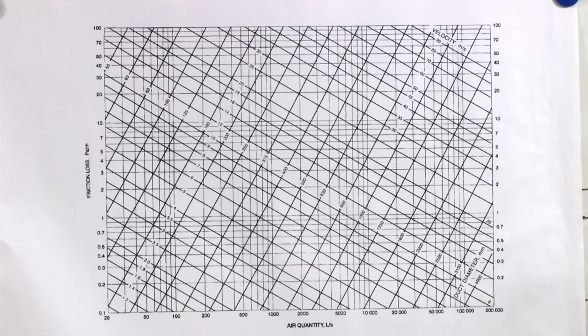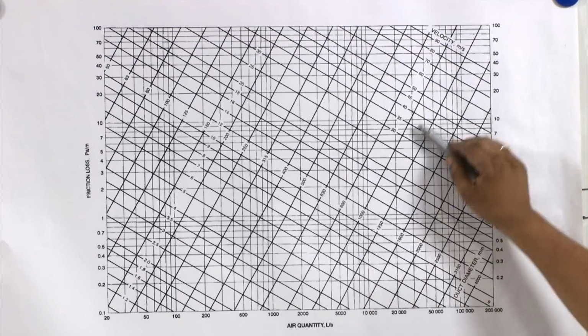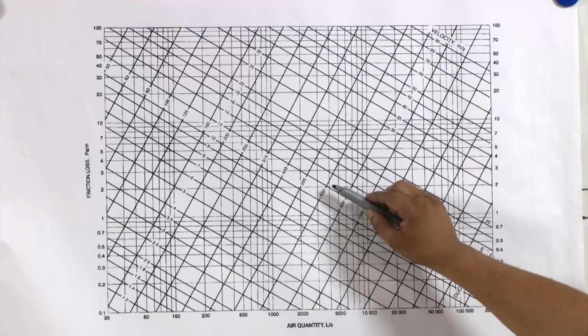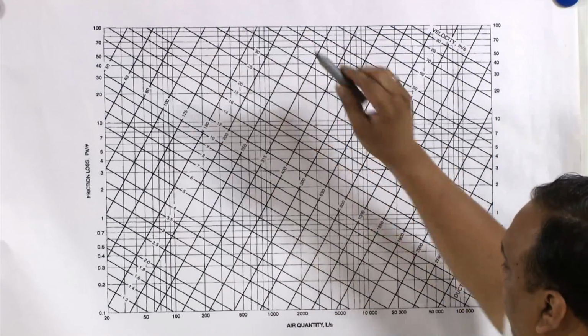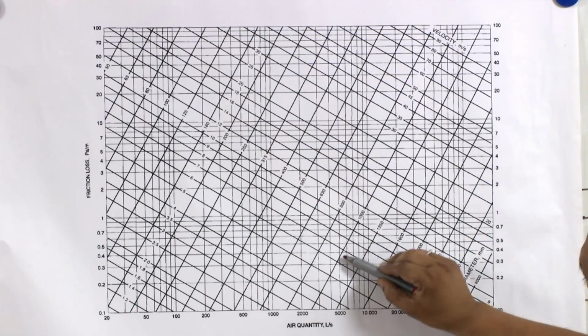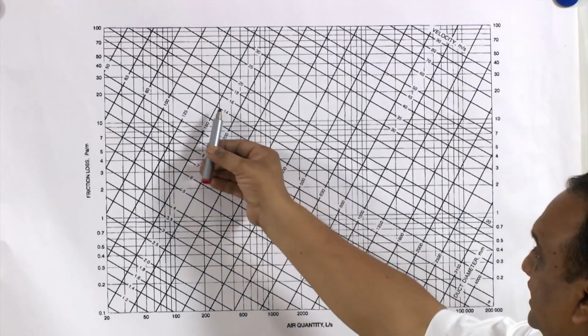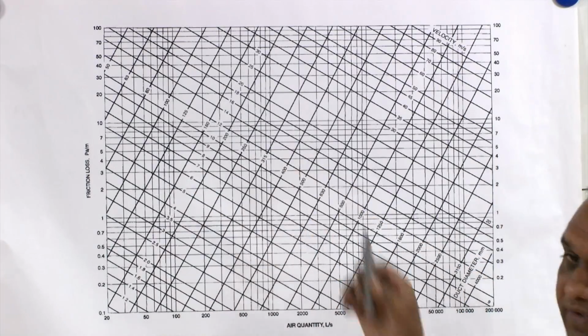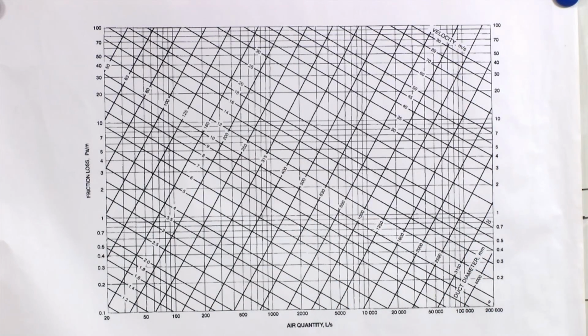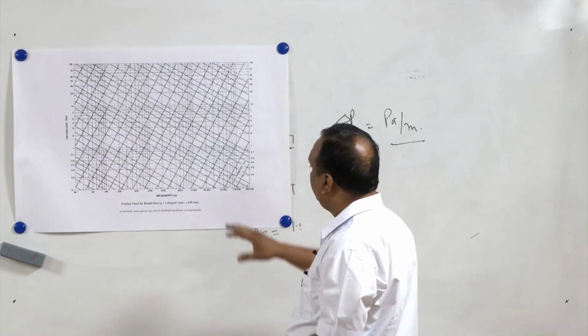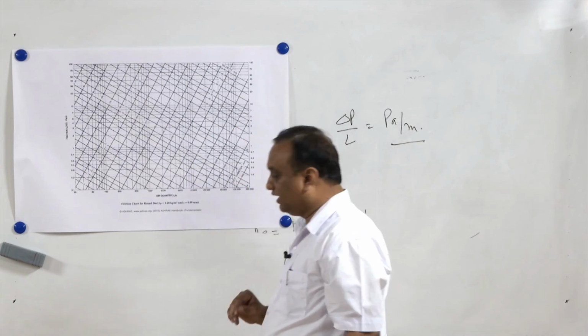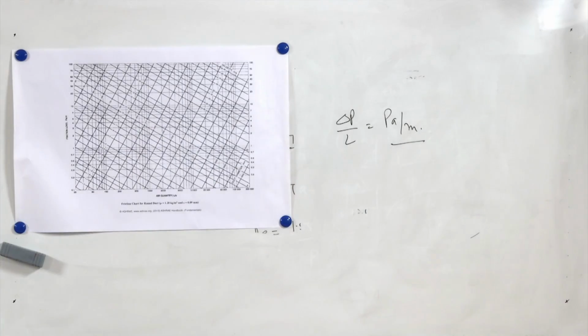Now, it has inclined lines. These inclined lines are constant duct diameter lines. So, this line is a constant duct diameter line. Now, perpendicular to these lines, again we have dark lines. These lines are constant velocity lines. Now, with the help of this chart, the dimensions of a duct can be easily calculated.